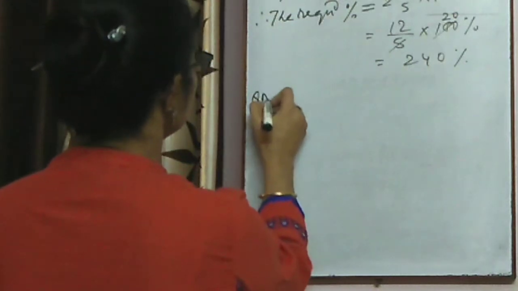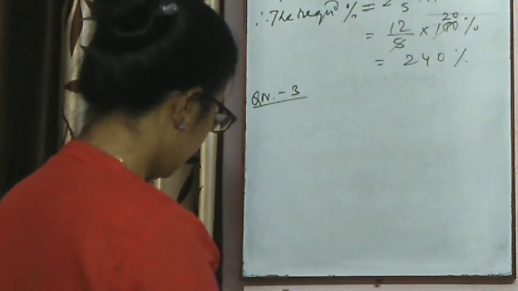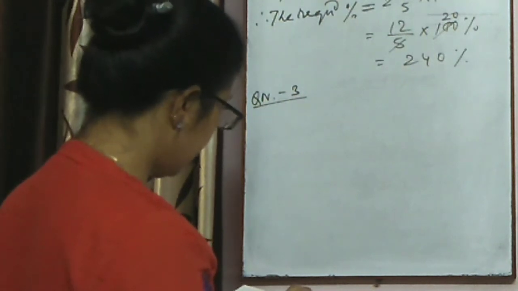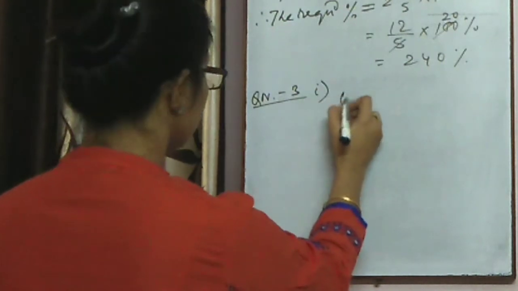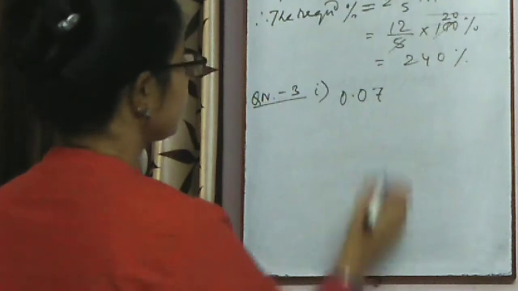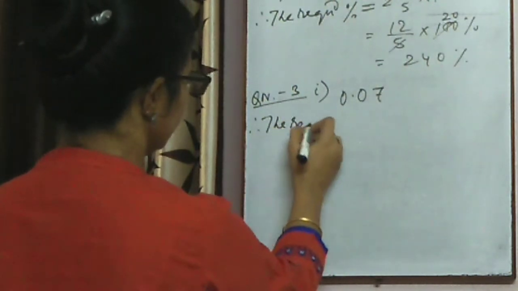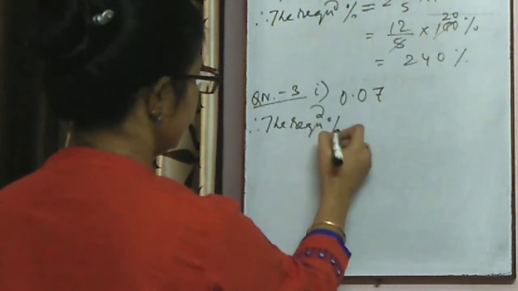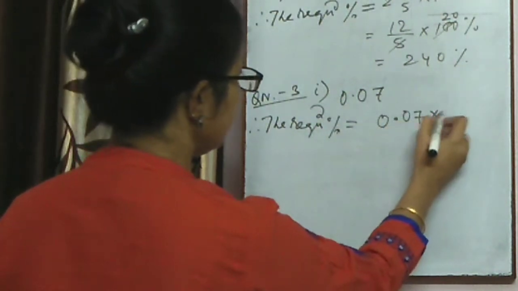Then question number 3, one sum I am showing you. Convert each of the following decimals into a percentage. So say it is number 1, 0.07. Okay, therefore the required percentage is equal to 0.07 into 100.